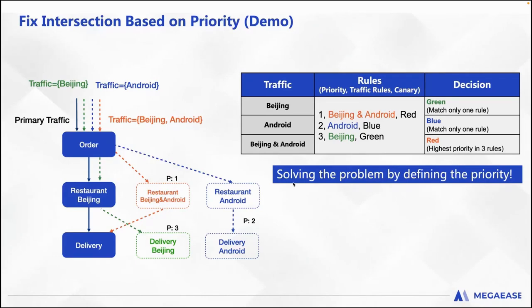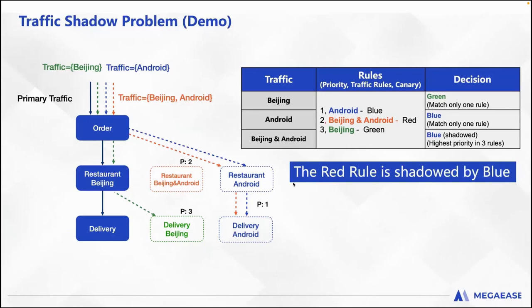Even though the priority solves the problem of multiple matching, there is still a problem of misused configuration, the traffic shadow problem. In this example, the red rule is shadowed by the blue rule. As blue has higher priority, it means no traffic is routed to Beijing and Android canary.